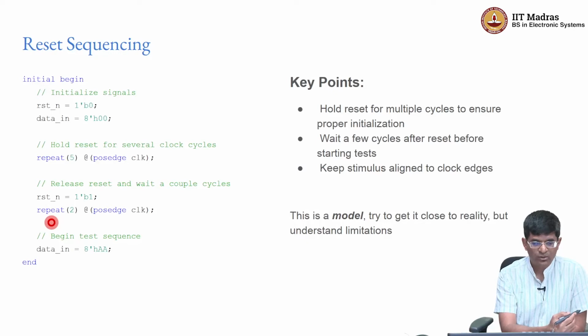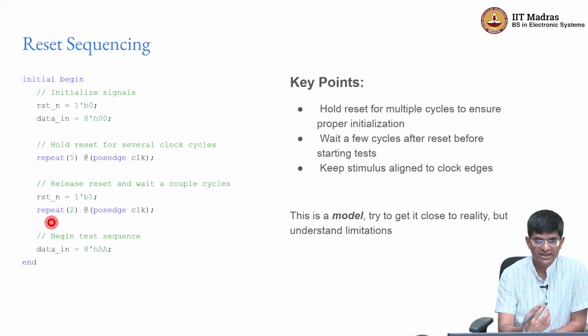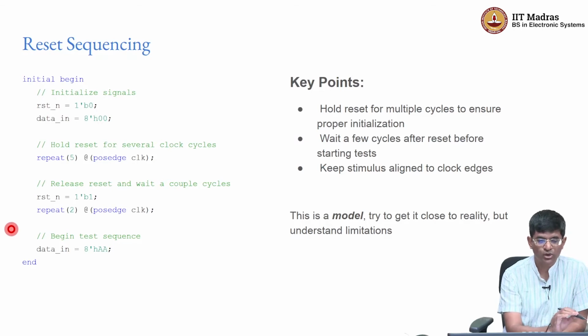What about reset sequencing? Reset is an explicit signal that needs to be generated somewhere in the test bench. Usually, inside the initial block that takes care of all your data, you start off by initializing the signal and say reset_n equal to 0. Remember, this is reset_n, it is active low. You want to initialize it to 0 to make sure that it goes into reset. It's also a good idea to initialize the data values at the same point.